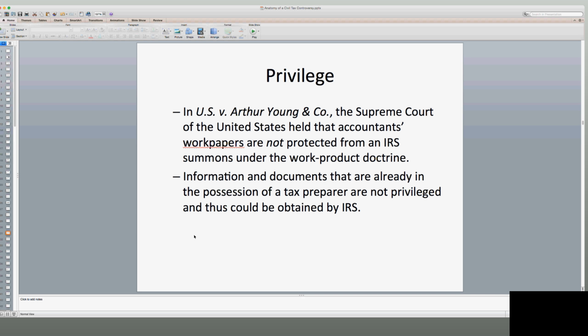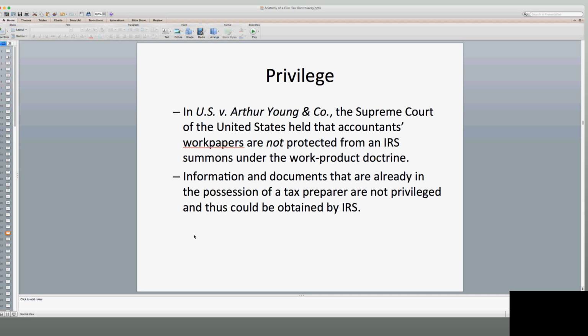Now, this U.S. versus Arthur Young case started to chip away at the privilege between the taxpayer and federally authorized tax practitioners. It basically held that accountants' work papers are not protected from an IRS summons under the work product doctrine. And so, we're left scratching our heads. Well, if our work papers aren't protected from an IRS summons under this work product doctrine, what the hell is protected under the work product doctrine? Information and documents that are already in the possession of a tax preparer are not privileged, and the court held that they could be obtained by the IRS.